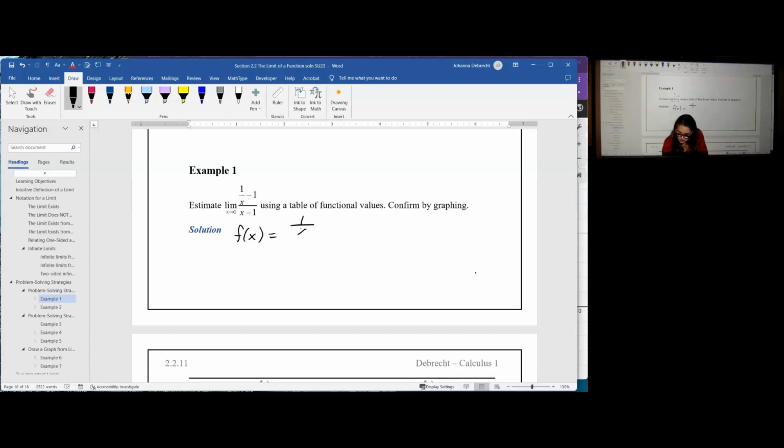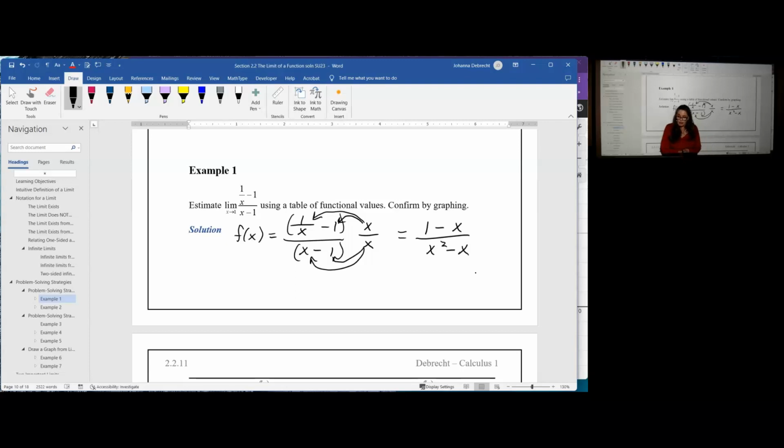So we're starting with our function, and I don't like that complex fraction. A complex fraction is a fraction within a fraction. To fix that, I'm going to multiply by 1 in the form of x over x. That means that I'm going to distribute the x over each term in the numerator and over each term in the denominator. This would give me 1 minus x divided by x squared minus x.